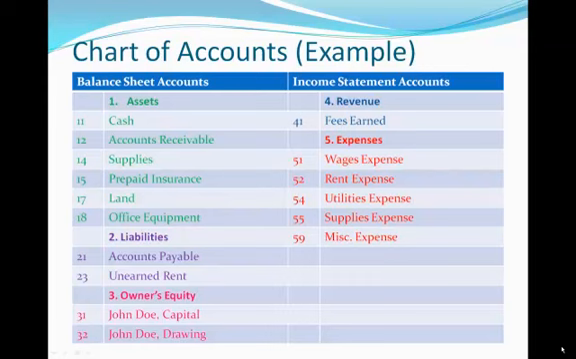The first digit indicates the major account group of the ledger in which the account is located. Accounts beginning with 1 represent assets, 2 liabilities, 3 owner's equity, 4 revenue, and 5 expenses. The second digit indicates the location of the account within its group.